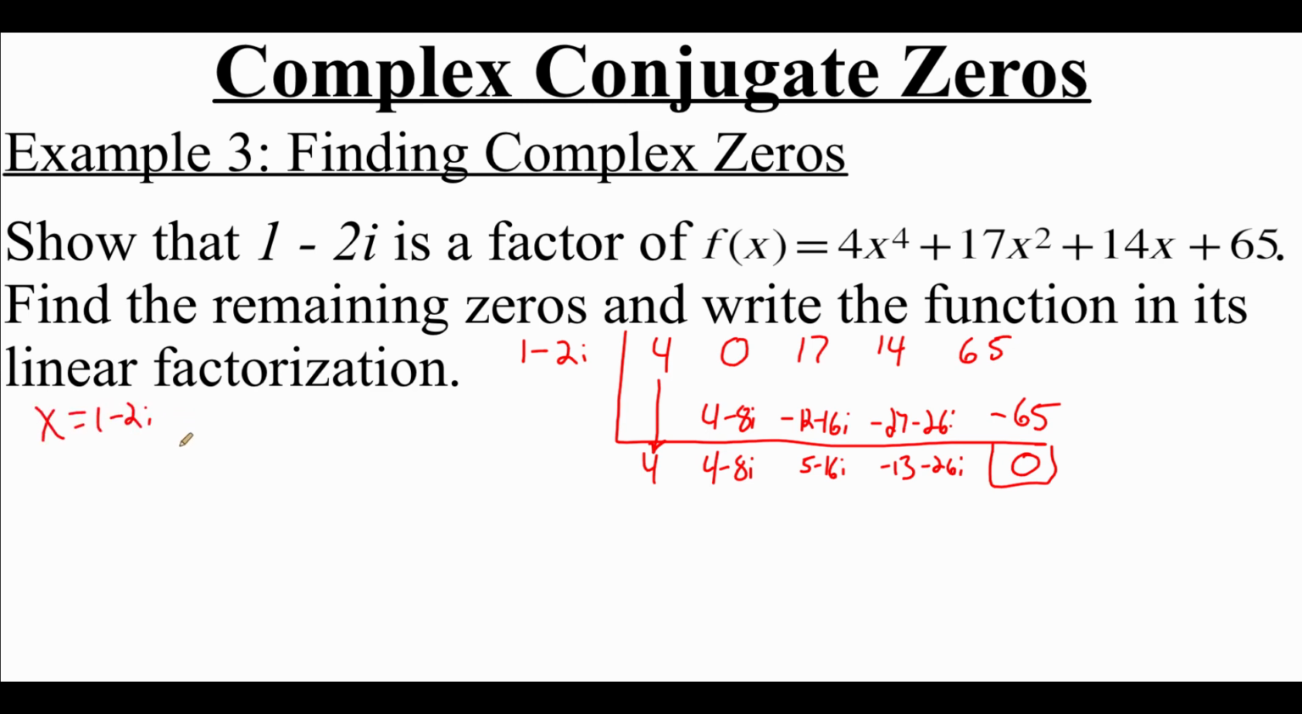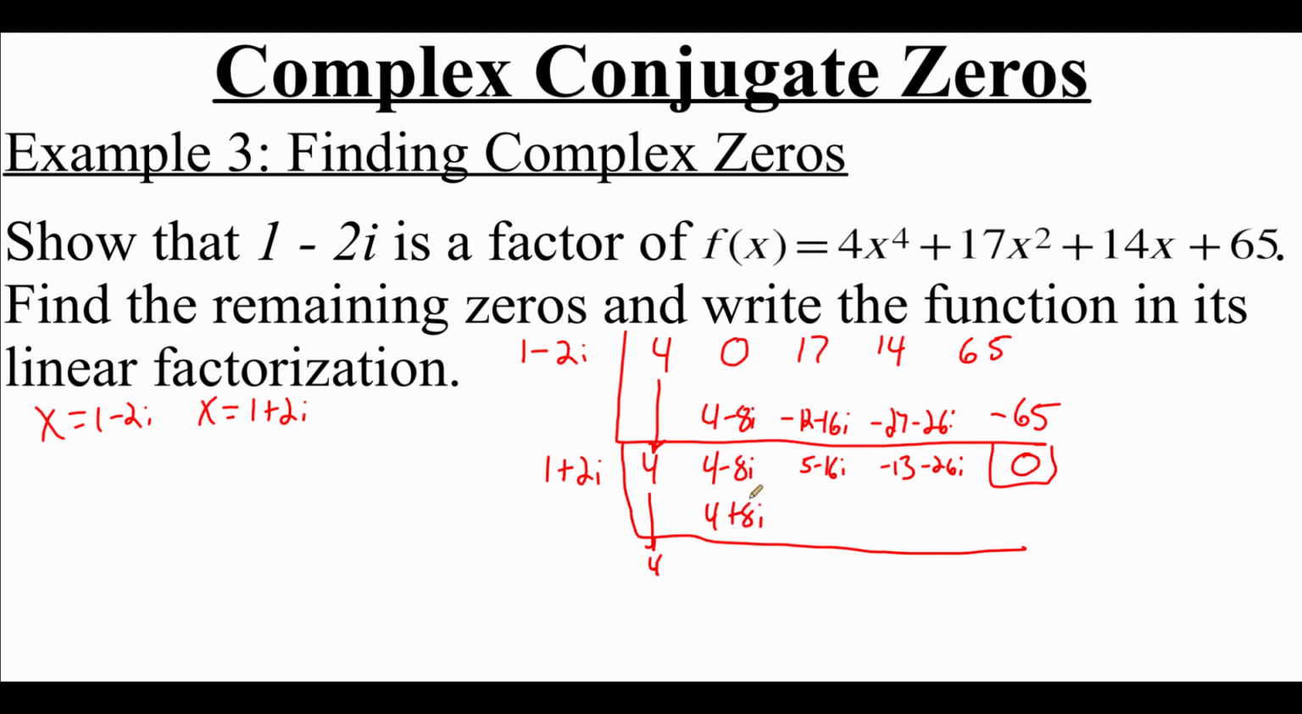Now since we have an imaginary 0 at 1 minus 2i, then its conjugate also has to be a 0. So we're going to have a 0 at x equals 1 plus 2i. And I'm actually going to do the synthetic division to confirm that, because then we're going to be able to look at what's left over to figure out what the rest of our zeros should look like. So I'm going to start by dropping down the 4. 4 times 1 plus 2i gives me 4 plus 8i.